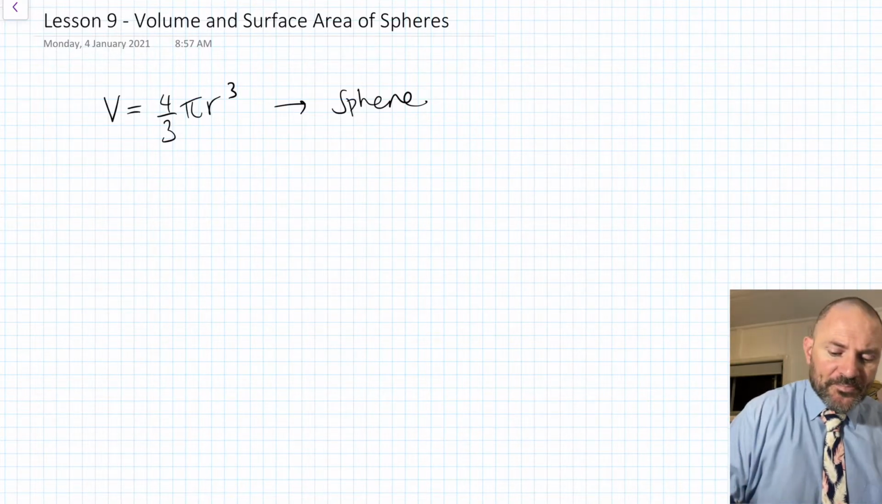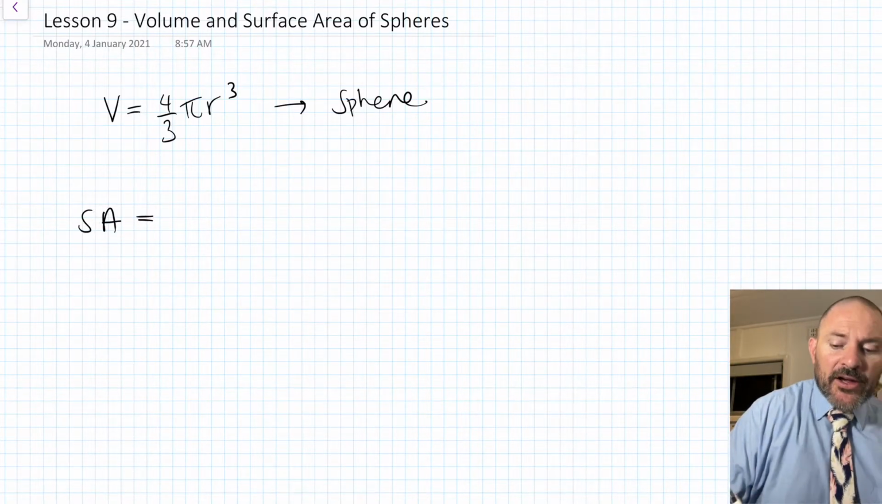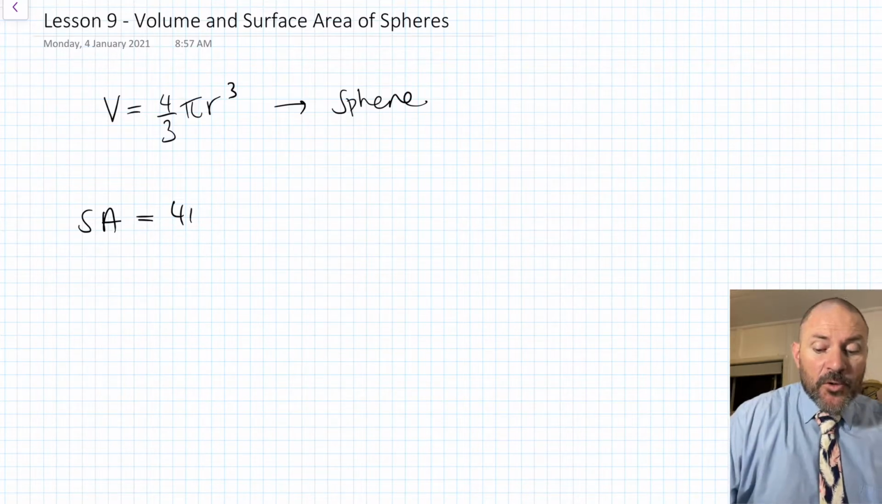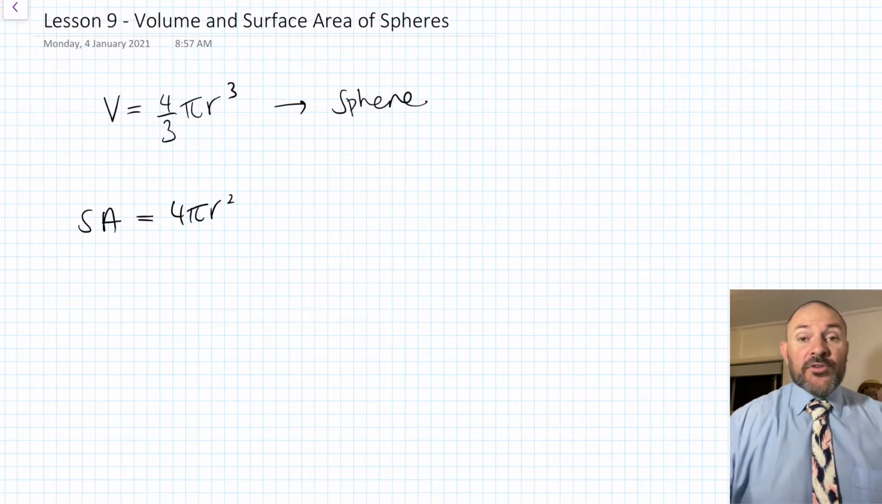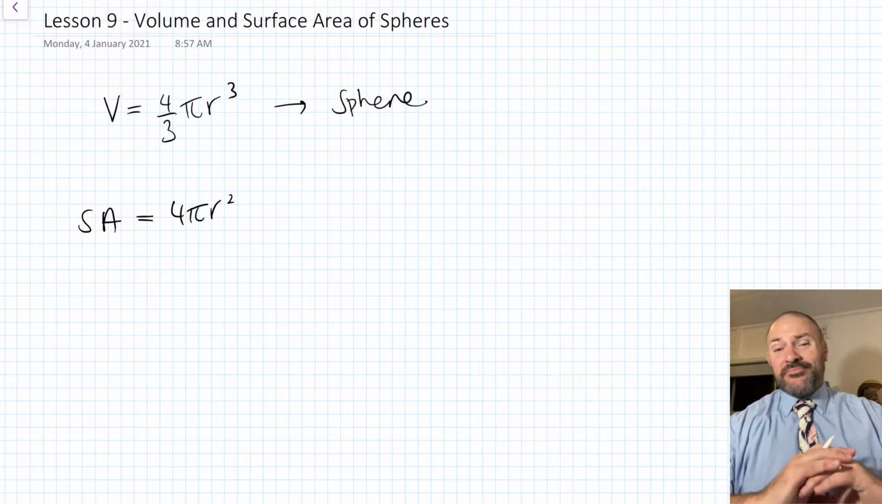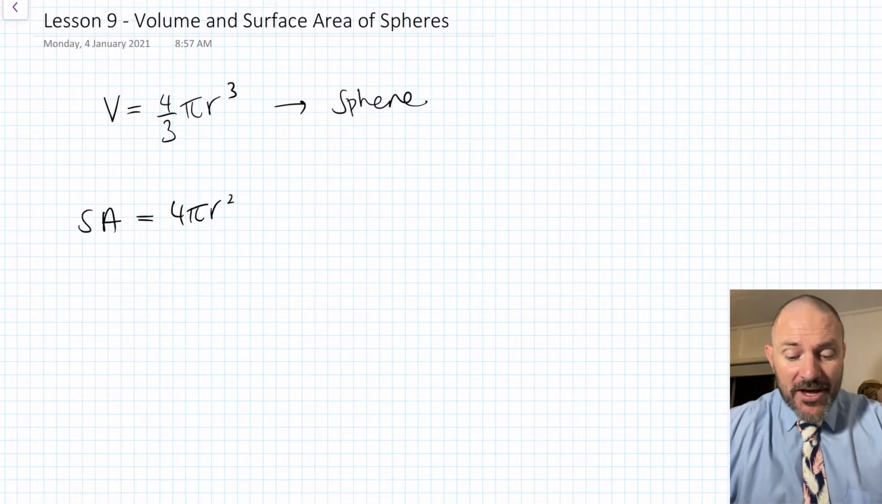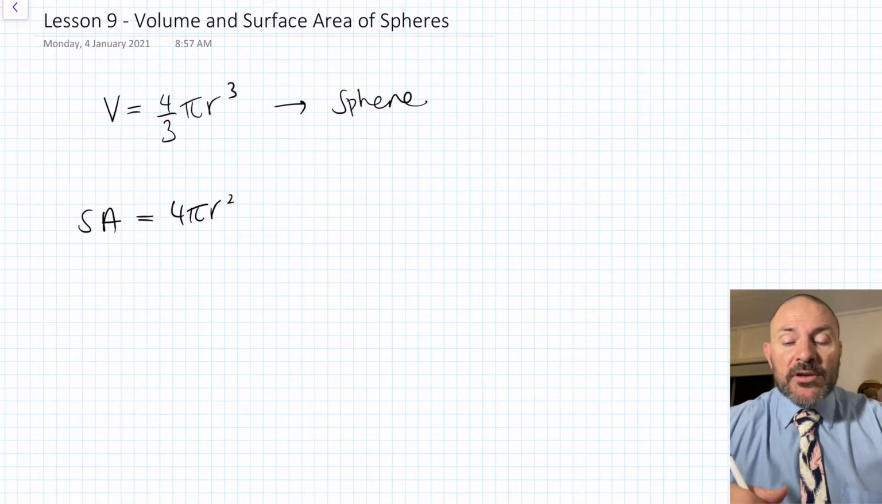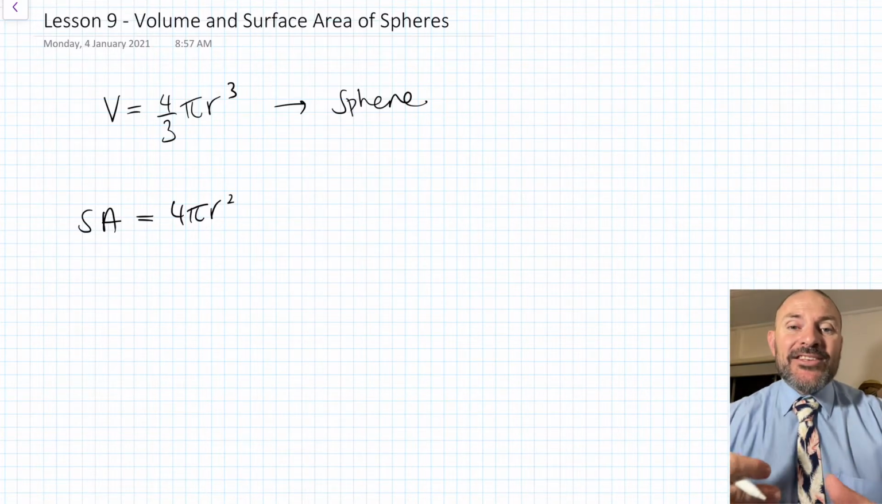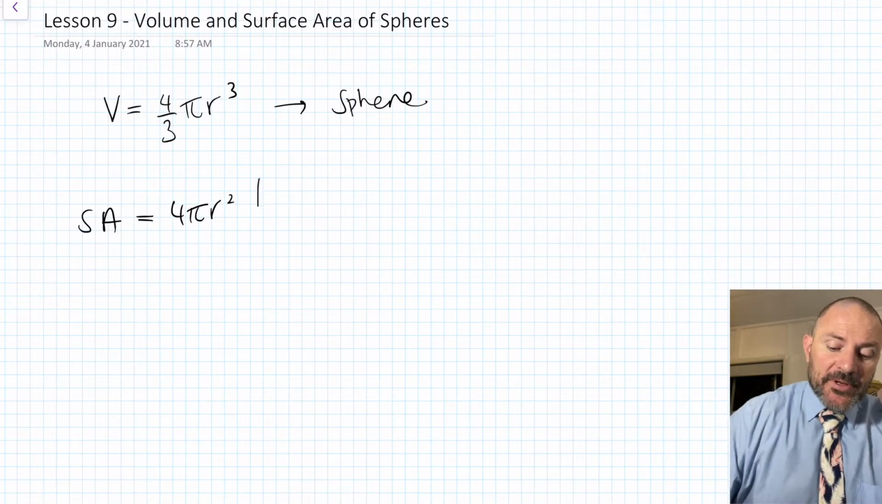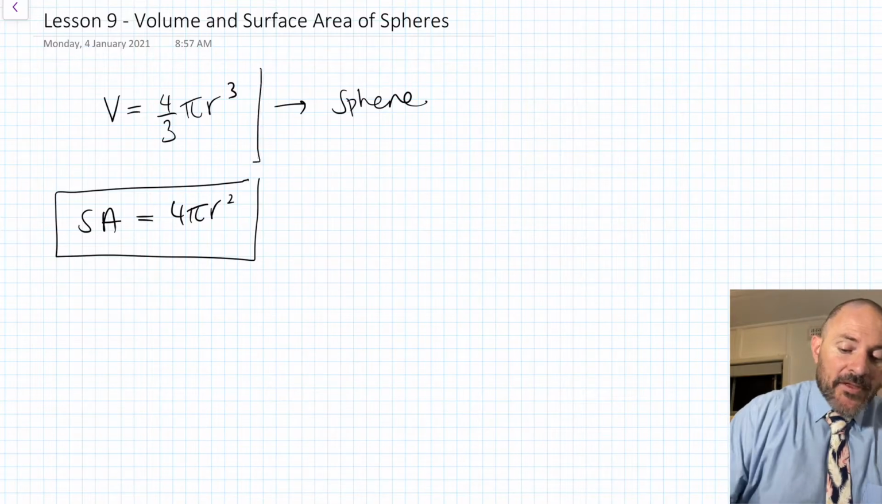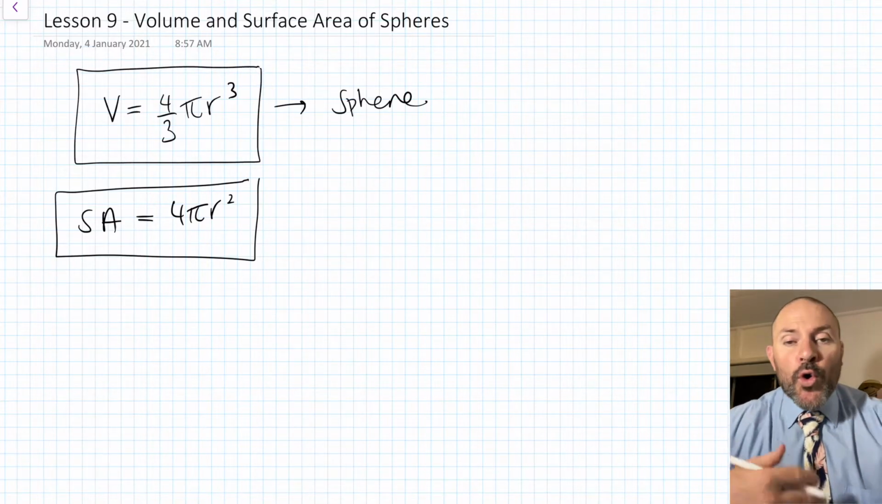The next thing is the surface area of spheres. It's 4 pi r squared. 4 circles. Again, I'm not going to show you how that works. I don't think I could show you how that works, to be honest with you. But certainly you don't need to know that at the moment. You simply need to know that these are the two formulas for all of your questions.